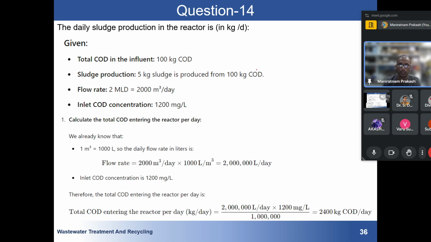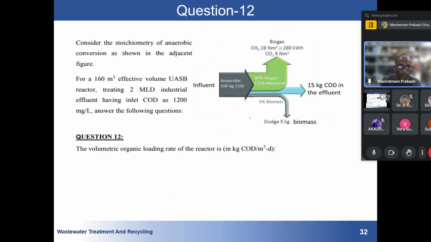Another question is the daily sludge production in the reactor. Biomass will be responsible for sludge, and 5% is getting converted into biomass. You know how much COD is coming, so based on that we can calculate how much sludge is getting produced. 5 kg sludge is produced from 100 kg COD. This is already written in the question.